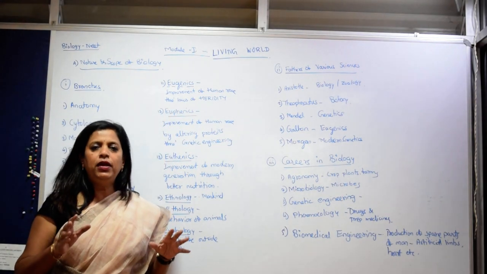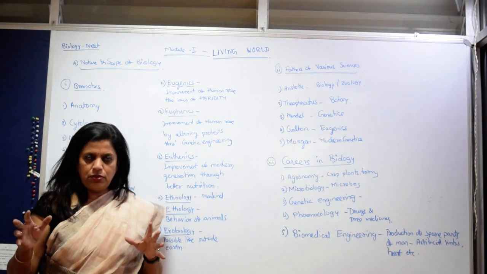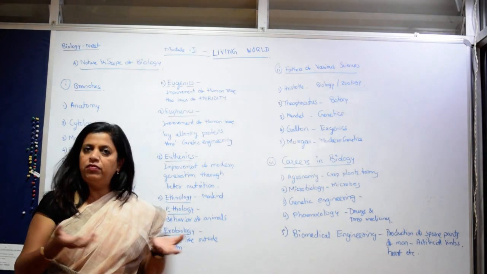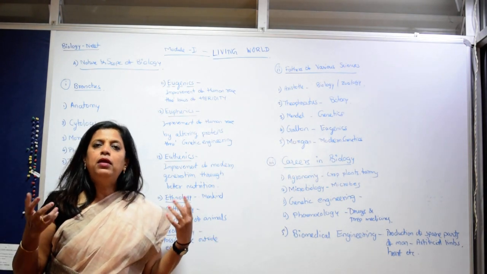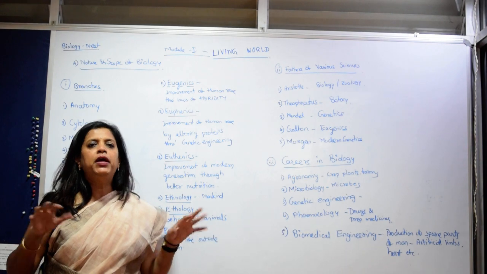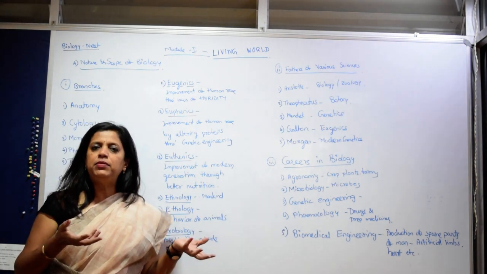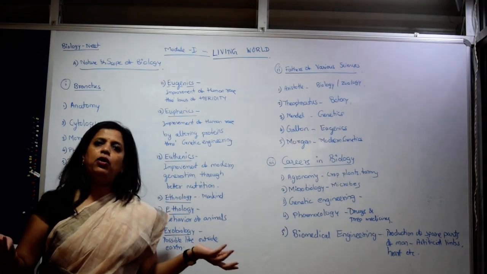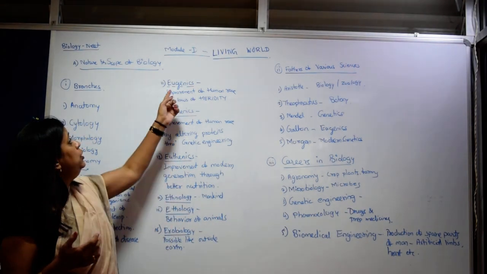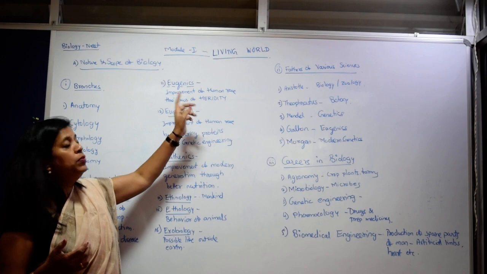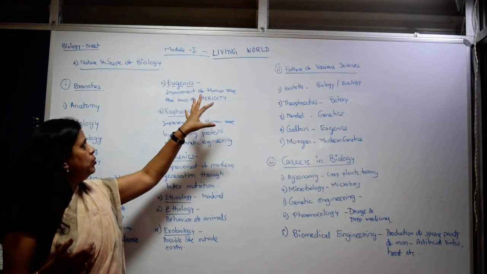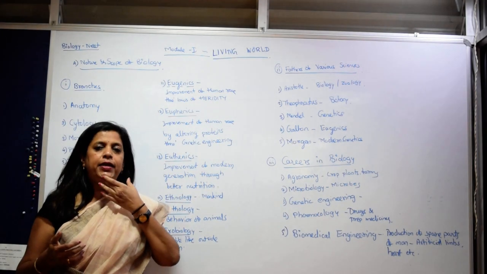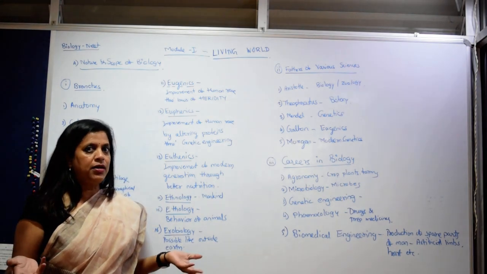Eugenics is the improvement of the human race through laws of heredity. It is a simple one. If there is any disease in one of the Mendelian families, how to improve it, or plants having some disease, how to improve them by cross-pollinating or back-crossing. All that is called eugenics, the improvement of the human race, not plants, only the human race, through the laws of heredity, meaning what Mendelian laws are saying.